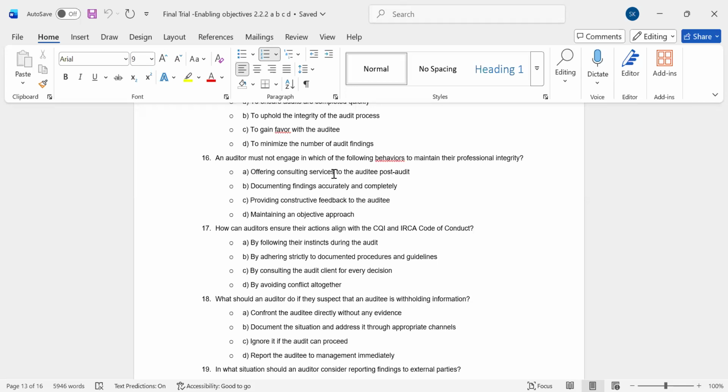Offering consulting service to the auditee post audit. This should not be done. Very good. Anybody, any other views? An auditor must not engage in which of the following behaviors to maintain professional integrity? That's the question. So, an auditor should not offer consulting services to the auditee post audit. The best fit answer. Right.